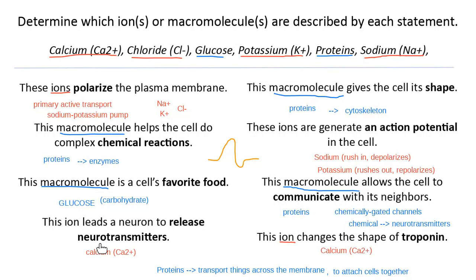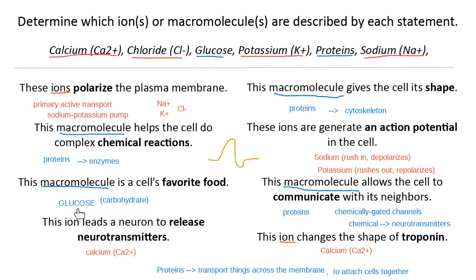Okay, big picture. When we're talking about what things do in cells, proteins do a ton of stuff, right? They act like enzymes. They help us to form the cytoskeleton. They help us to communicate with our neighbors or attach to our neighbors. They help us to move stuff across the membrane. When we talk about carbohydrates, or in particular glucose, really the only thing that glucose is there for is our food source. I mean, that's an important job. So its only job is to feed the cell.